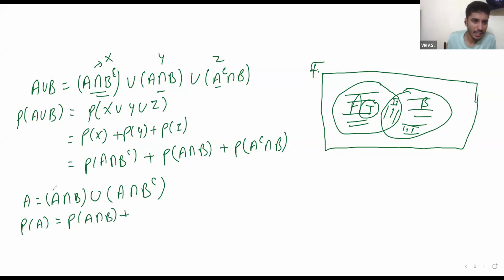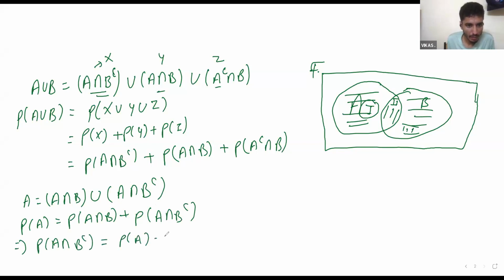So these are A intersection B, the second part, and A intersection B complement. These are disjoint, and their union is equal to A. So I'm just applying the probability function, and I can write the right-hand side as probability of A.